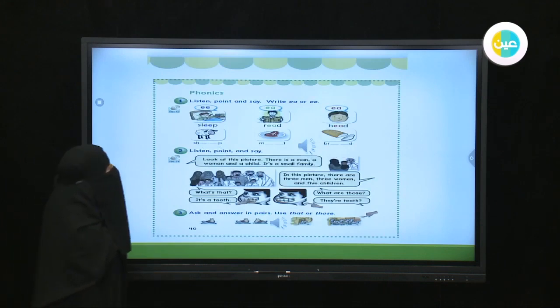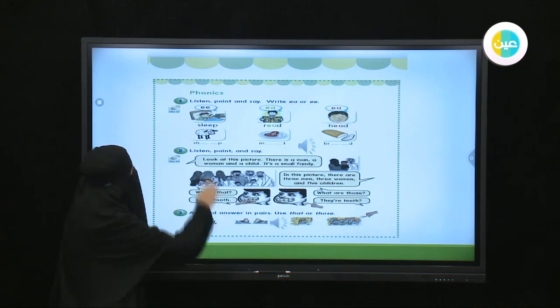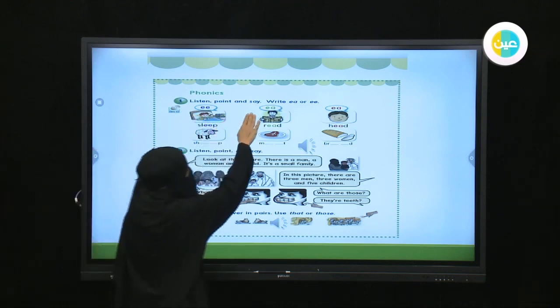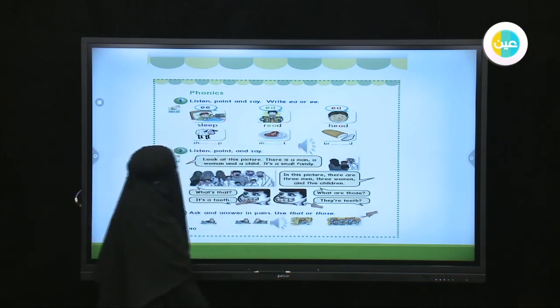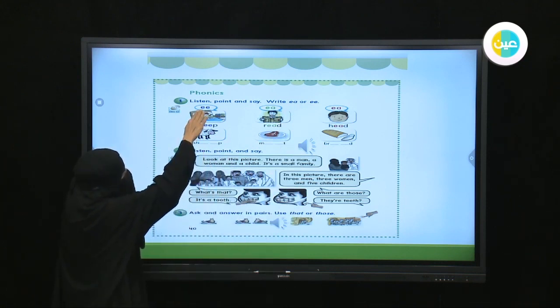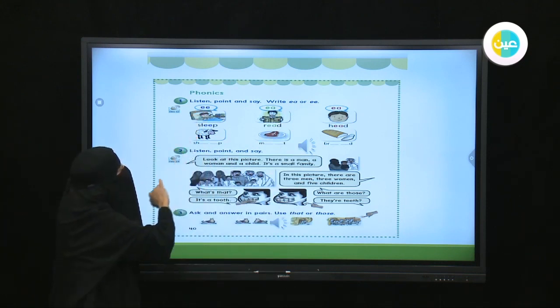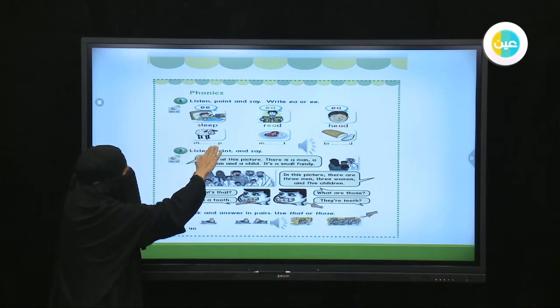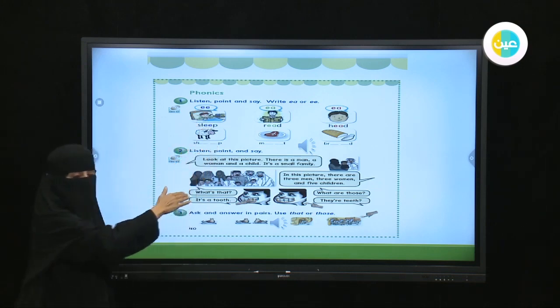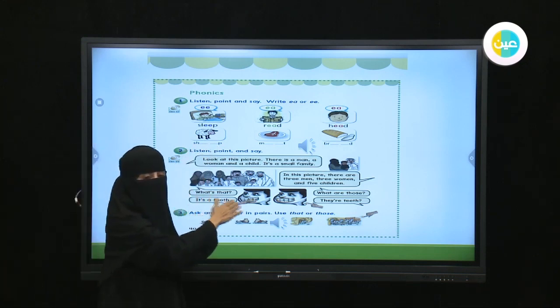Now let's go to phonics. Okay? So what does it say here? It says listen, point, and say, write EA or EE. So we have first the sound EE. EE gives you the long E, like for example here, sleep, sheep, okay? Can you think of something else? Like for example, cheese.